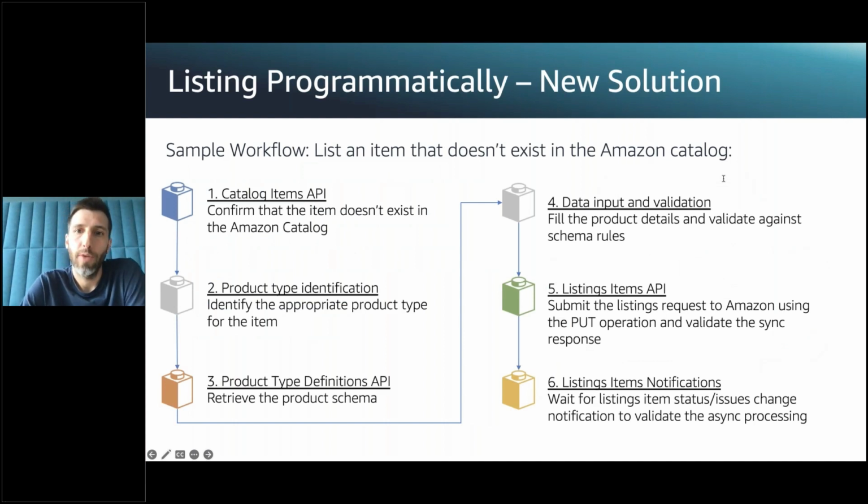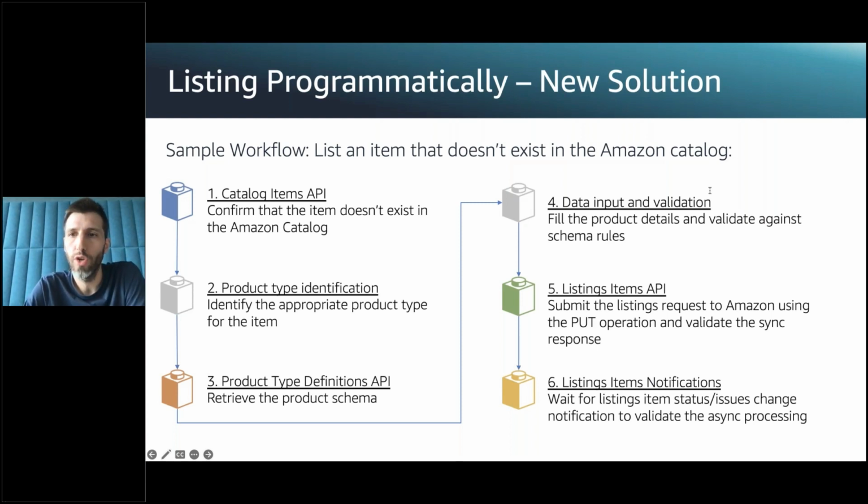As promised, here's a sample workflow created using the building blocks presented earlier. This workflow integrates the required and suggested steps to list an item that doesn't exist in the Amazon catalog. So let's walk through it. The first step is to use the Catalog Items API to confirm that there is no ASIN that matches the product that you want to submit.